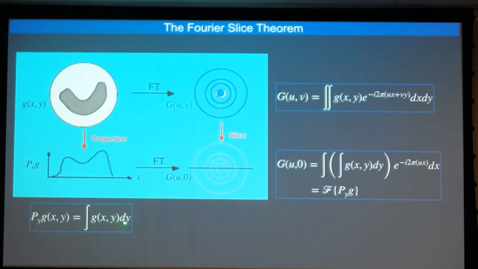Projection is just an integral along a particular direction. This is the 2D Fourier transform, and this is the 2D Fourier transform evaluated at v equals zero, and it's just the projection's Fourier transform. And then there's a rotation property that I didn't tell you, which is that if I rotate this, its Fourier transform rotates.